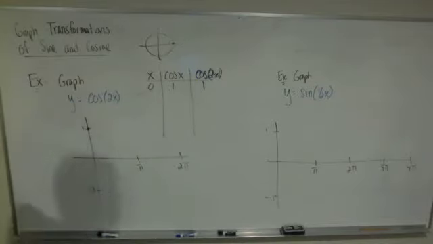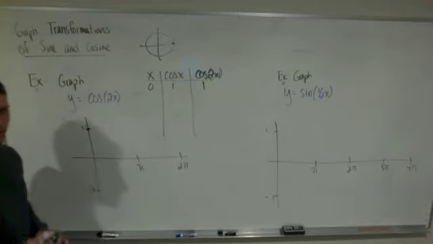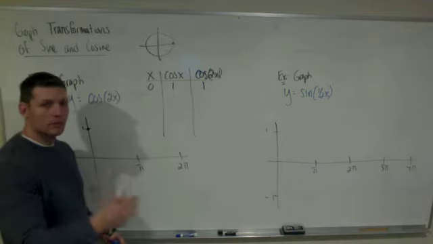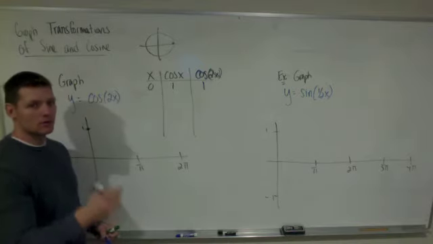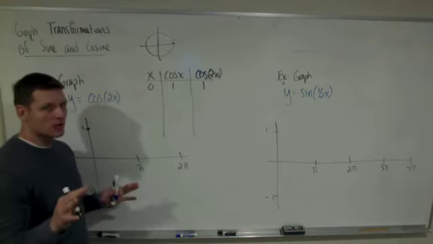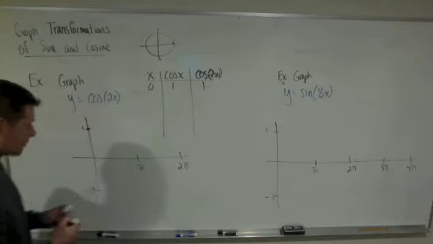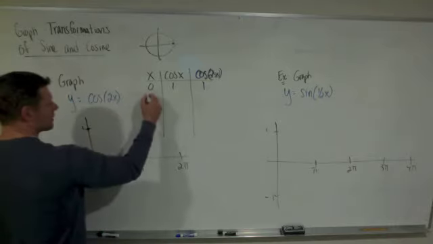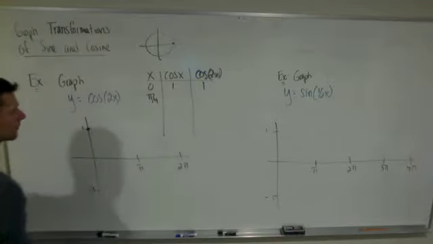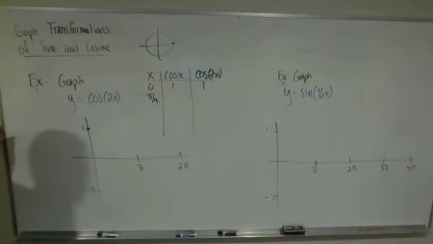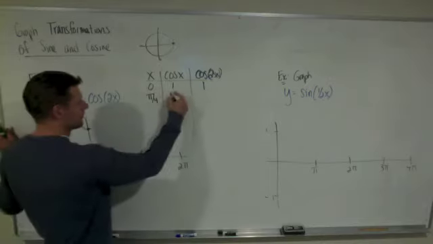Now, instead of what I've been doing the last couple of times, putting pi over 2, pi, 3 pi over 2, 2 pi, I'm going to change it up this time, you'll see why. The next one I'm going to put in is pi over 4. Well, what's cosine of pi over 4? Well, cosine of pi over 4 is root 2 over 2.